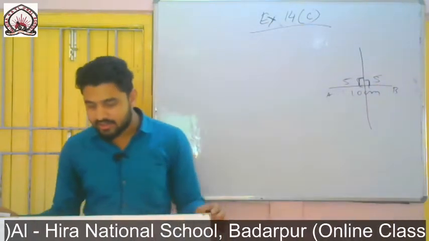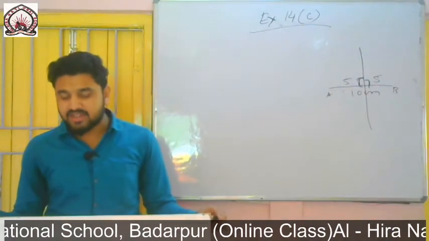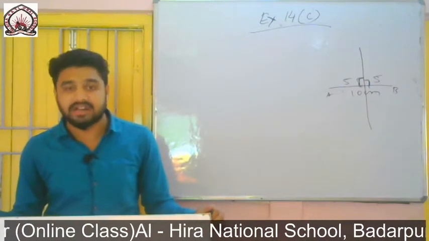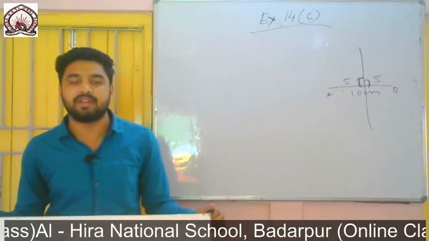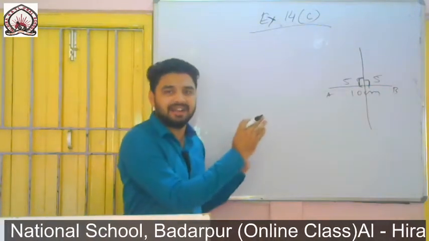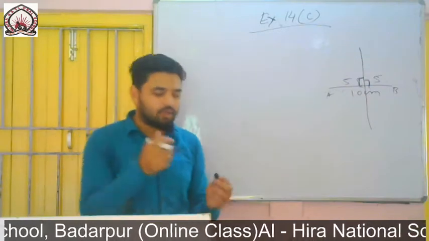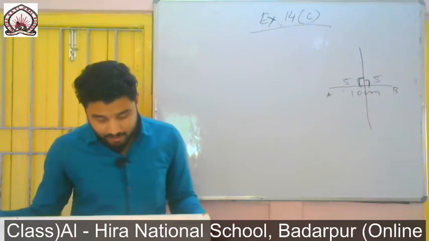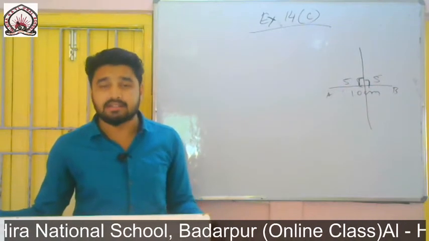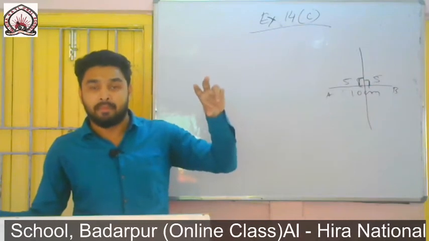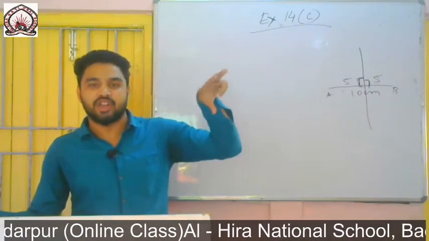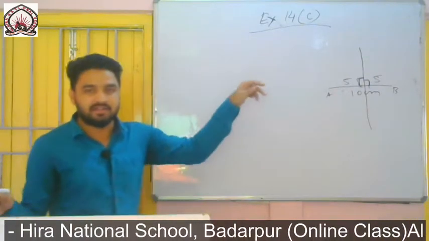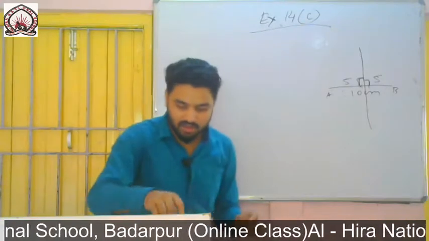So you see the first question, 6 centimeter. That means we have to construct a perpendicular bisector of length 6 centimeter. First of all we take the 6 centimeter length, after that we will bisect. How to bisect? In the last class I discussed the bisector in exercise 14b: by taking more than half of the distance between the length, create arcs. After that we will join.